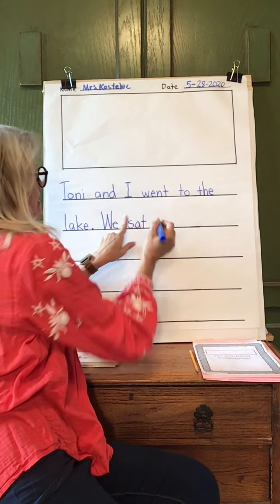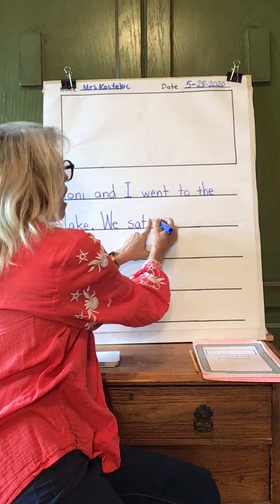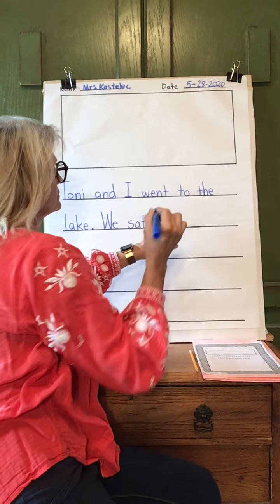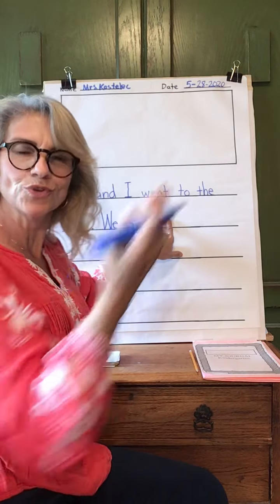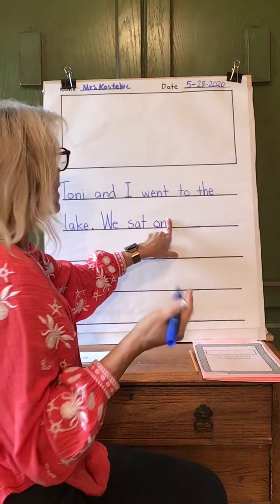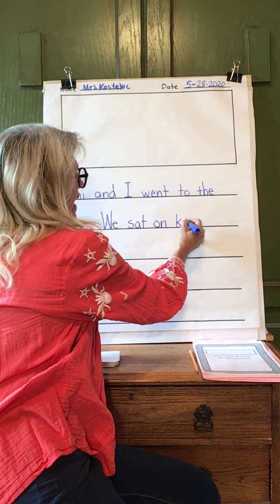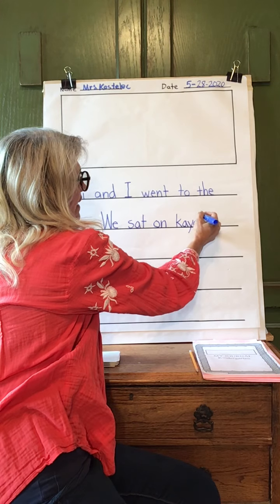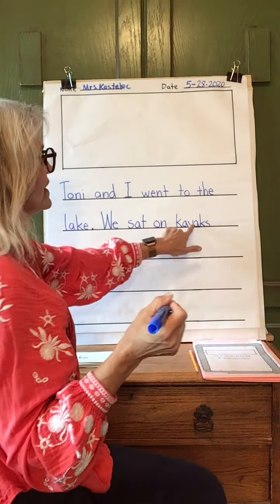At. Spaceman. On. On. We know on. Spaceman. Kayaks. Now it's a tricky word to write, so you can just follow along with me. Now, spaceman. K, A, Y, A, K, S. We sat on kayaks.